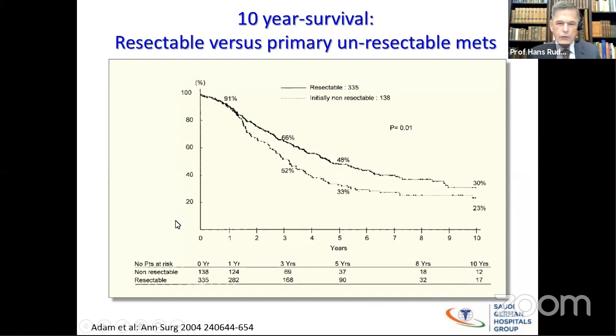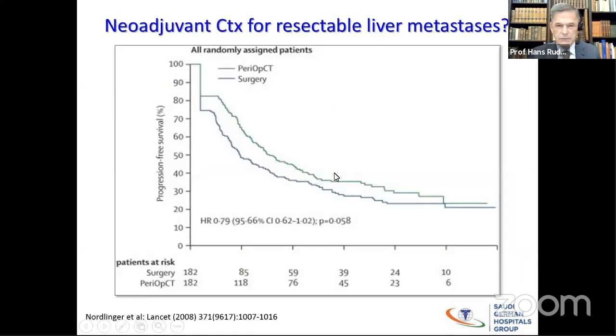If you ask how these patients resected after chemotherapy compare to those who were initially resectable, you can see they did a little bit worse, but in the end, after 10 years, the curves are not so far from each other. This means you can create long-term survival with neoadjuvant chemotherapy in primary unresectable patients.